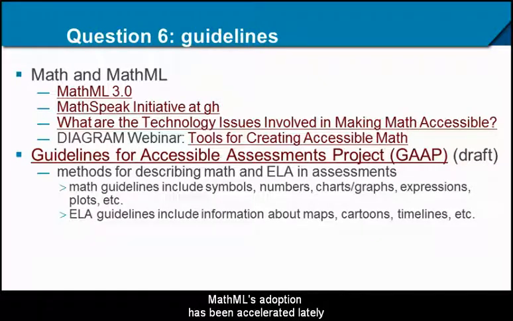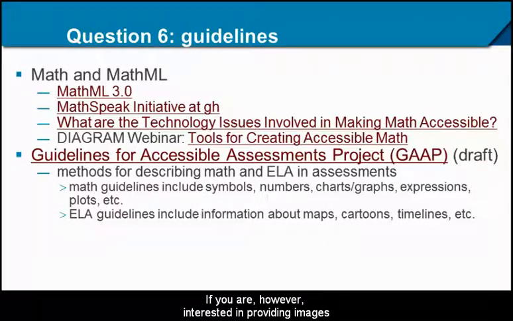MathML's adoption has been accelerated lately because it was incorporated into HTML5, and so embedding MathML into, say, a web page is a lot easier than it used to be, and as a result, people are doing it more. The good news is that assistive technology like screen readers, in combination with various browsers, people can actually access MathML much more effectively than they could even just a couple of years ago.